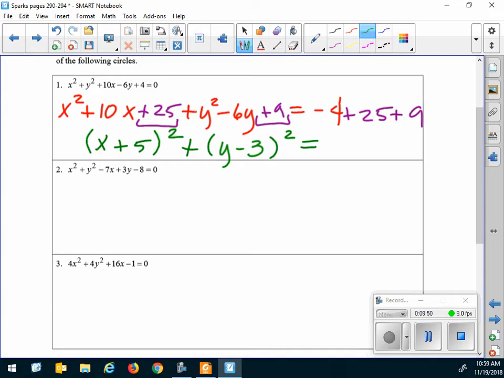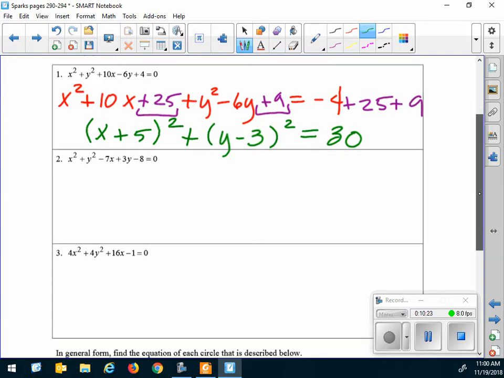It will have to be a circle, yes, to be a circle. Right side, what's that give me? 30. So what's the center of that circle? Negative 5, 3. What's the radius? Square root of 30. All right. Do we need to do number 2, or you want to just go on to number 3? Let's just go on to number 3.